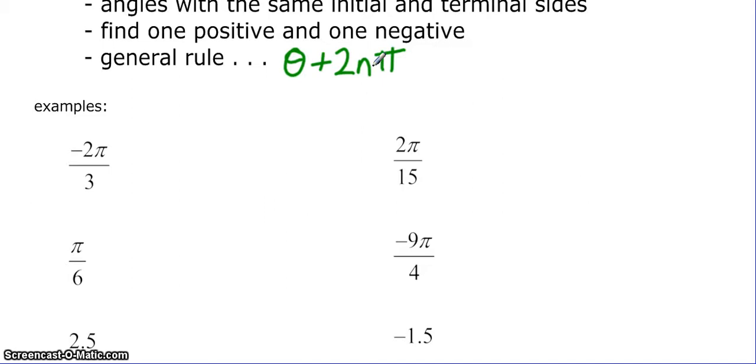So I want you to pause the video, come up with a positive and negative coterminal angle for each one of these, and unpause when you're ready to check your answers.